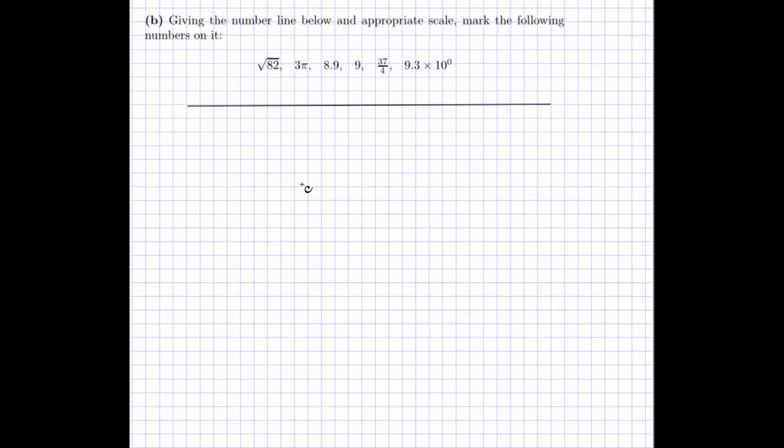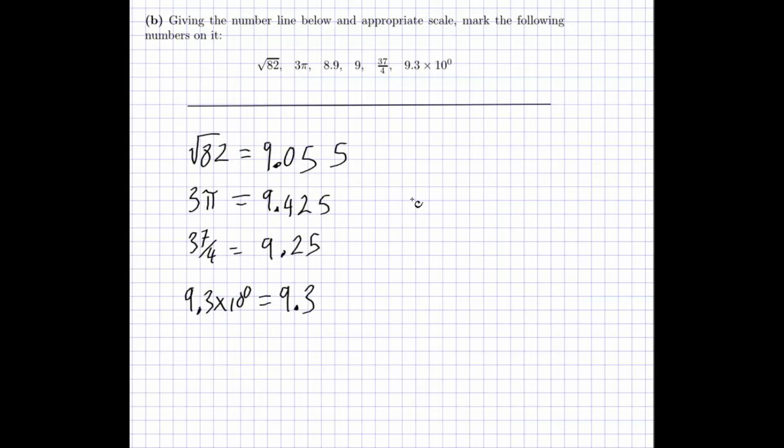Now in part B, we're given a number line and we have to work out an appropriate scale. We have to mark the following numbers on the scale. So how do we figure out an appropriate scale? Because all these numbers look a bit different, we don't really know what they are yet. So if we just throw all of these in our calculator, we get this: root 82 is 9.055, 3 pi is 9.425 or thereabouts, 37 over 4 is 9.25, and 9.3 times 10 to the 0 is just 9.3. So now we know roughly where our scales should be.